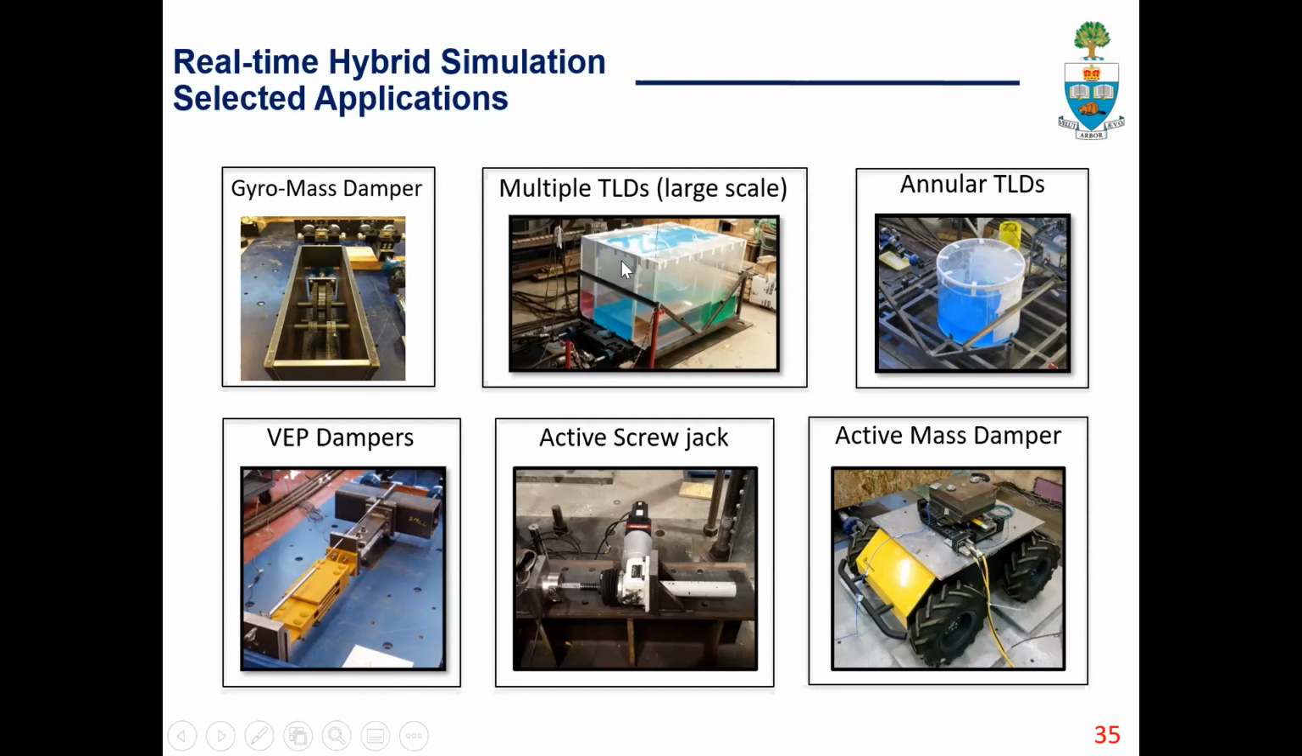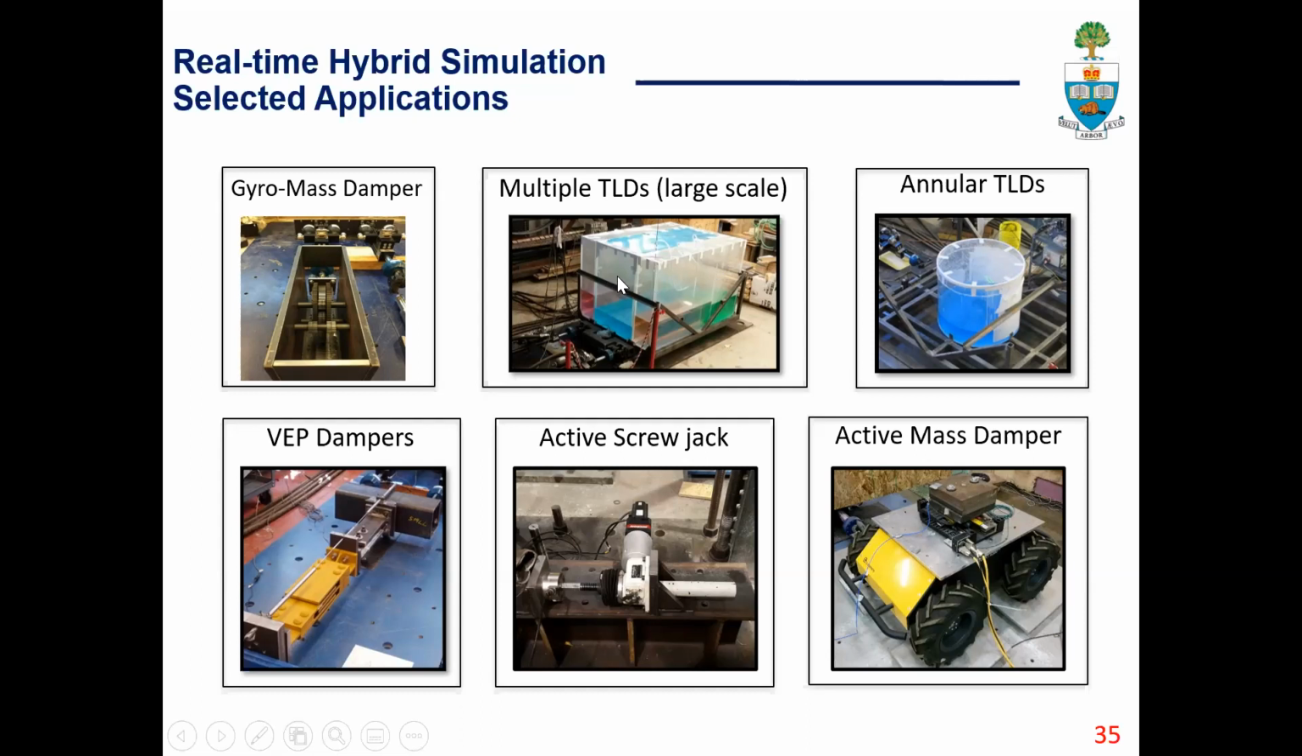The first one is a multiple tuned liquid damper, and to our knowledge, this is the largest tuned liquid damper that is tested together with a structure. In this particular study, we had 9-story, 12-story analytical substructures. Since we didn't need to build a scaled down model of the structure itself, we were able to test a quite large TLD and connect it with the model of the analytical substructure.